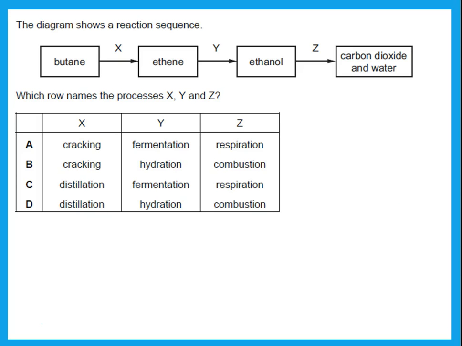The diagram shows a reaction sequence. Which row names the processes X, Y, and Z? Again, from alkane to alkene, we do cracking. So X is cracking, A or B. And then from ethene to ethanol, well, how do I make ethanol from ethene? By adding water, so that is hydration. Check again, ethanol to carbon dioxide and water, that is called combustion.